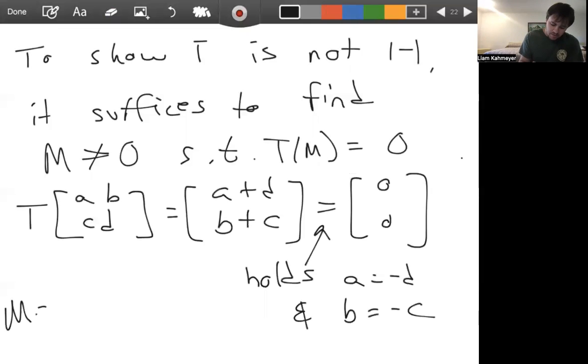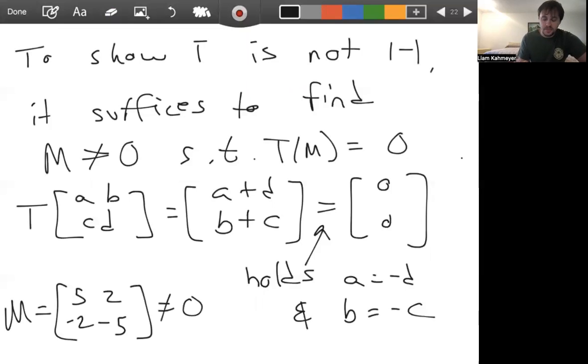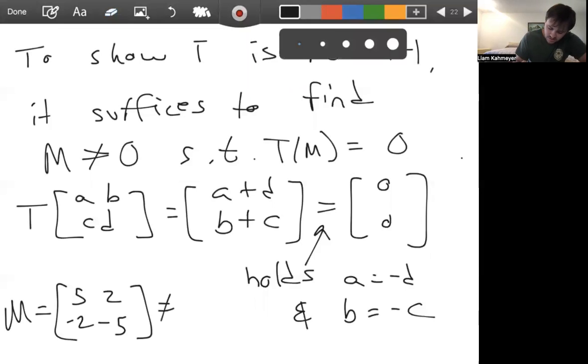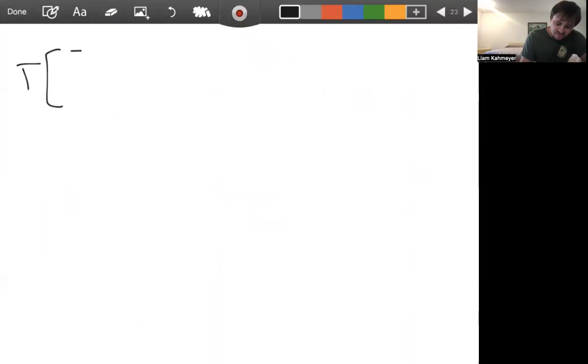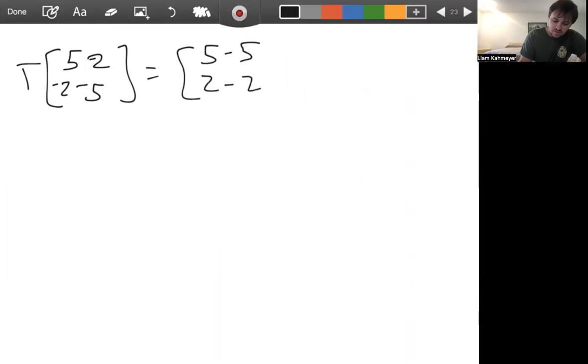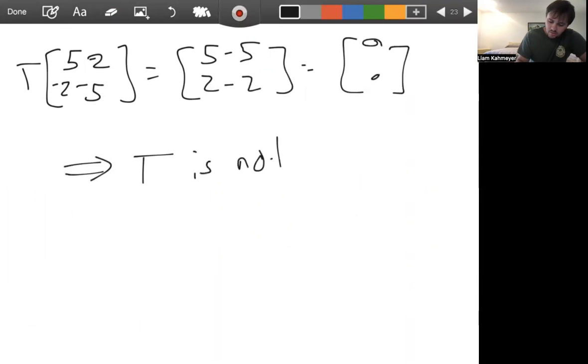So let's let M be the matrix, and whatever, right? Let's let A be 5, so D is negative 5, and then B be 2, so C is negative 2, right? Well, then this is certainly not the 0 matrix, but T of 5, 2, 2, negative 5. Sorry, that should have been a negative. This is equal to 5 minus 5, 2 minus 2, which is equal to 0, 0, which implies that T is not 1-to-1 or injective.